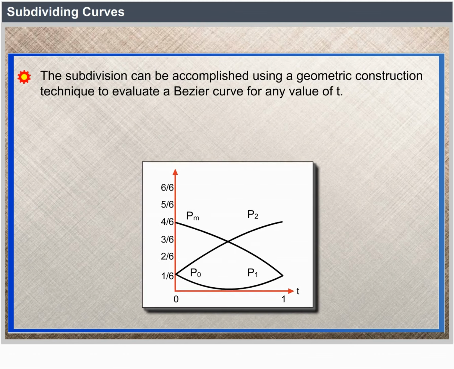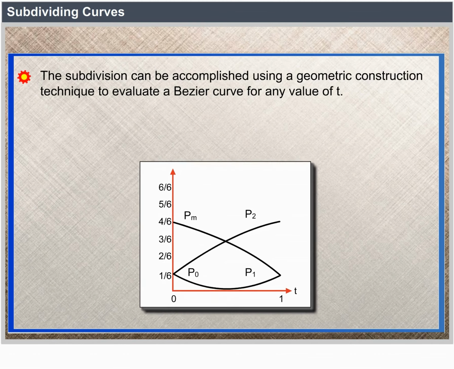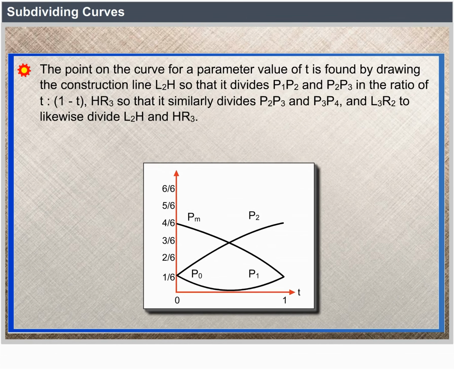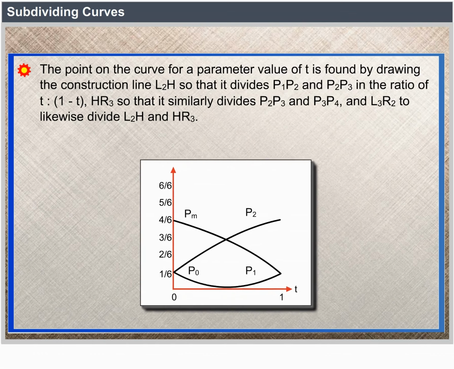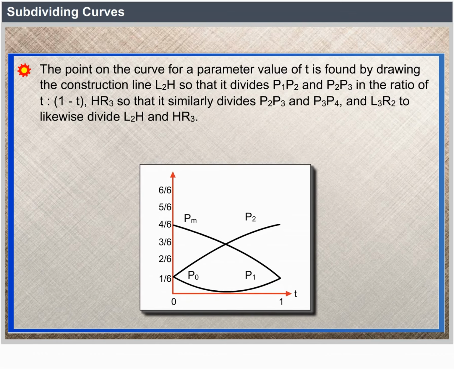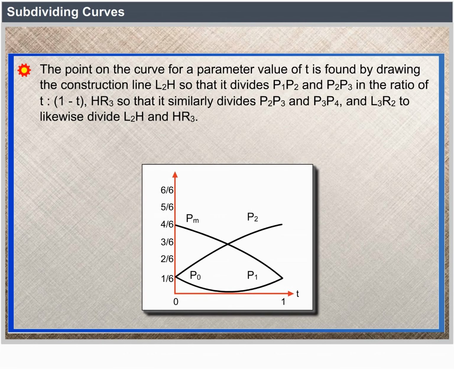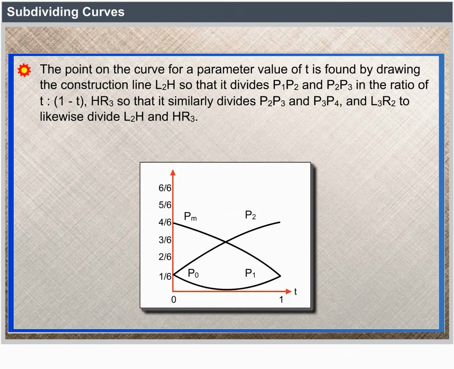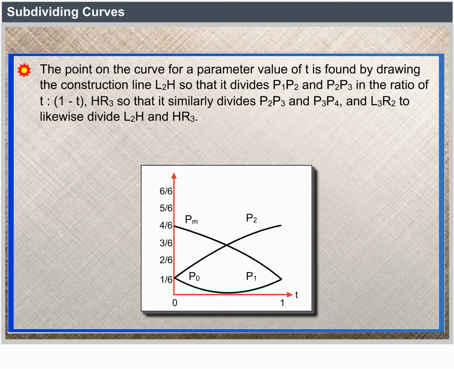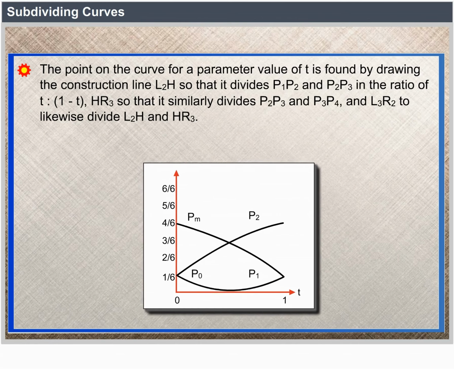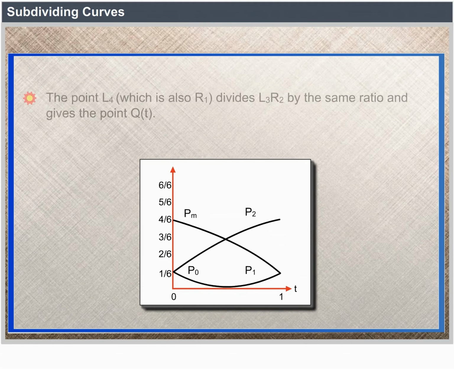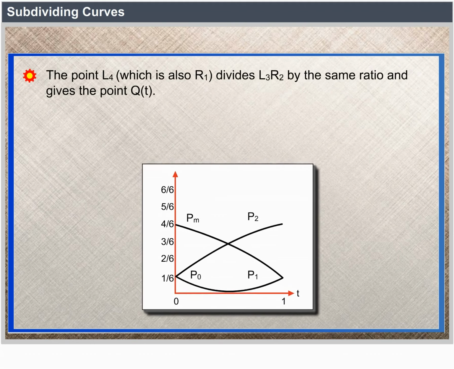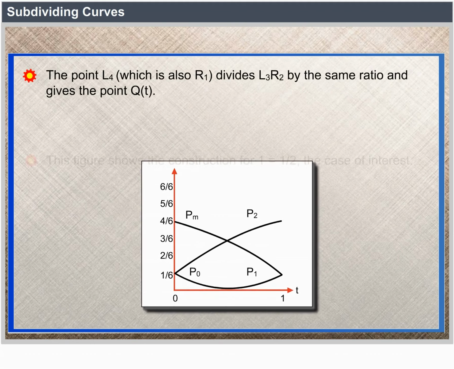The point on the curve for a parameter value of t is found by drawing the construction line L2H so that it divides P1P2 and P2P3 in the ratio of t to 1 minus t, HR3 so that it similarly divides P2P3 and P3P4, and L3R2 to likewise divide L2H and HR3. The point L4, which is also R1, divides L3R2 by the same ratio and gives a point Q(t). This figure shows the construction for t equals 1/2, the case of interest.